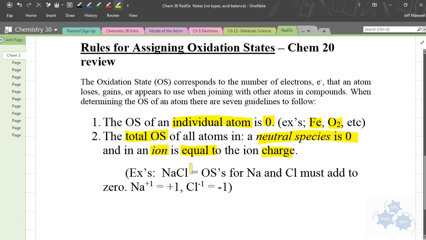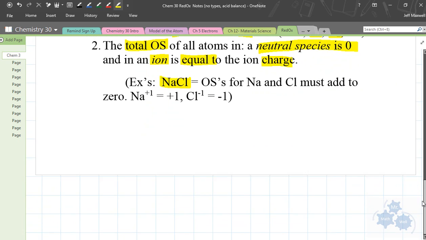Alright, so sodium chloride. You know that sodium and chlorine must add up to 0, and there will be rules for the very first column, which sodium is in, and also the halogens. These guys are always +1, these guys are always -1. But if you're looking at this as a whole, you know that because it's a neutral compound, all of the oxidation states have to add up to 0. That's what that second rule says.